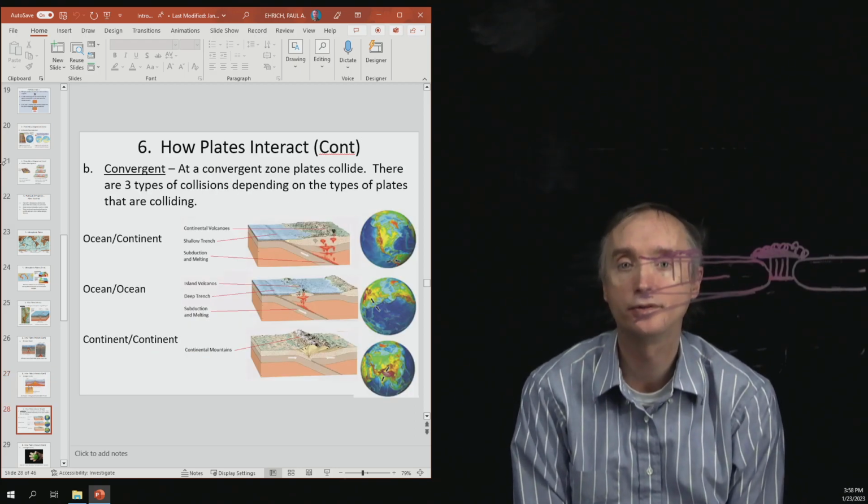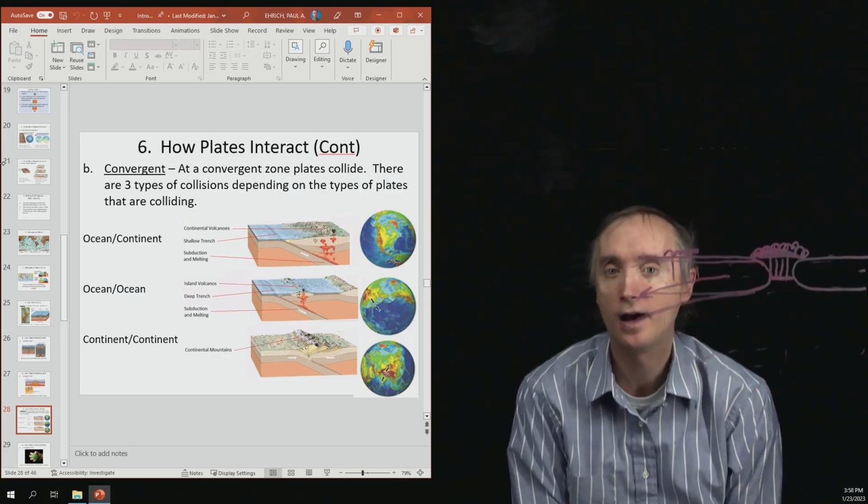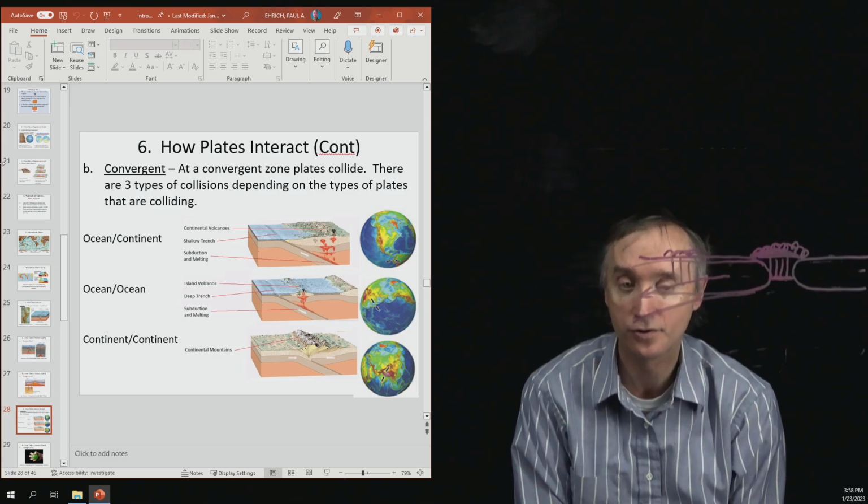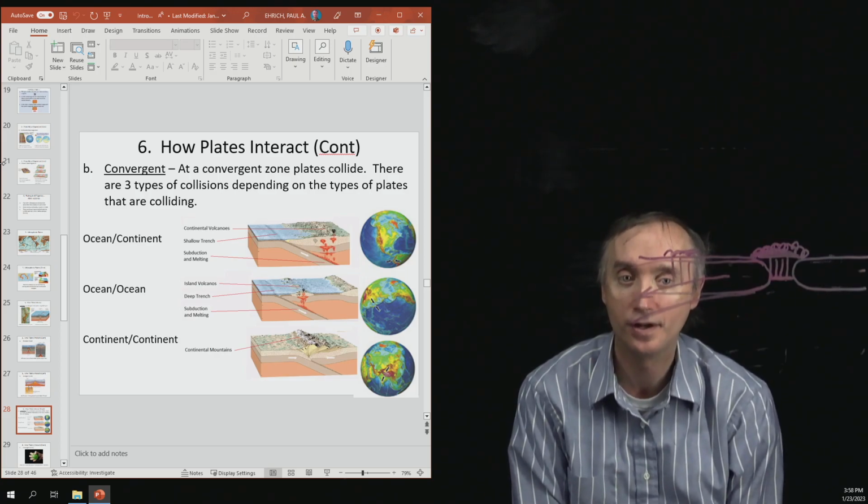Okay, so now let's talk about how plates collide, and that's going to be called convergent, and we're going to do that in our next segment.